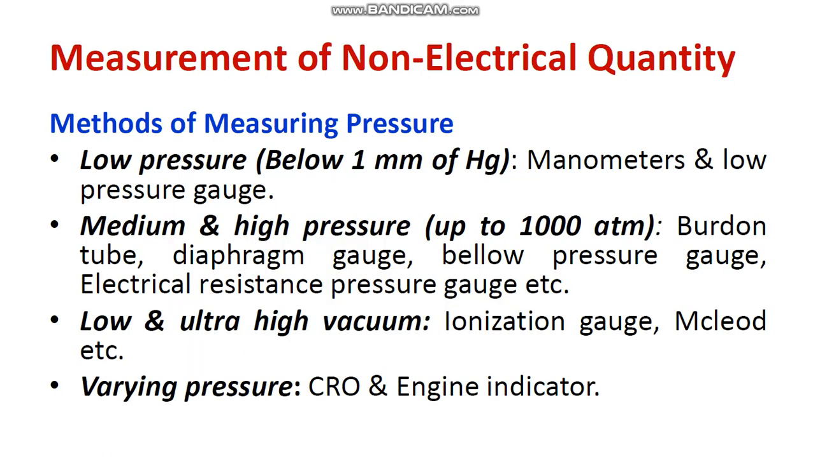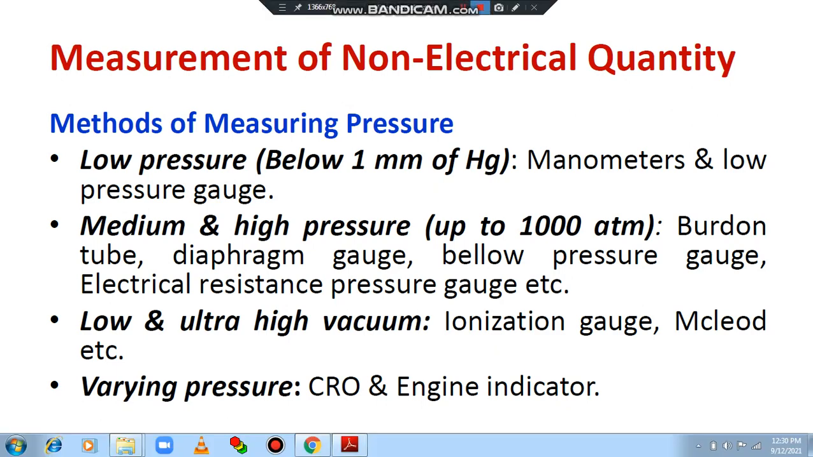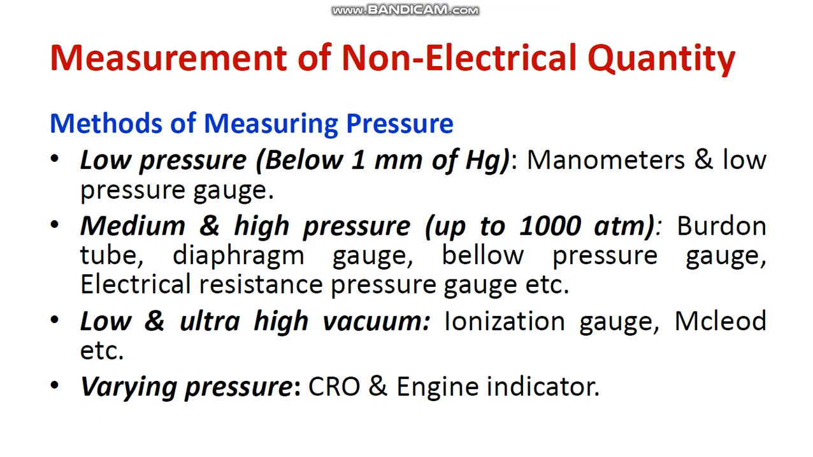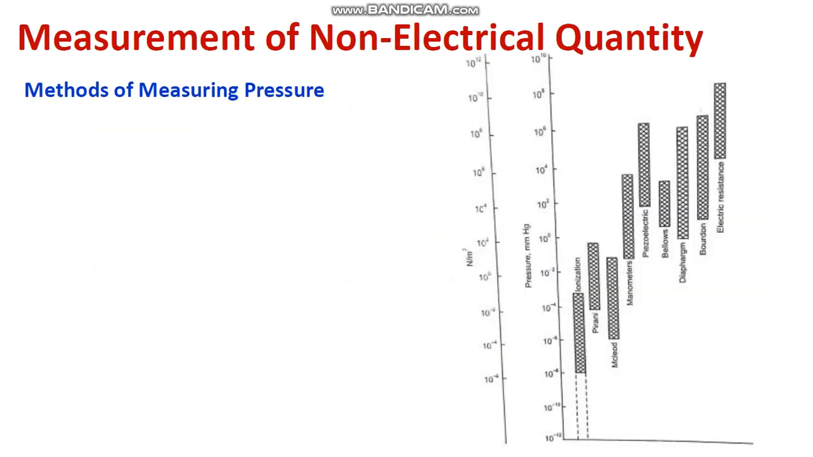There are different methods of measuring pressure. Coming to our topic, we have to study the different methods of measuring pressure. For low pressure, you can use manometers and low pressure gauges. For medium and high pressure, you can use the Bourdon tube, diaphragm gauge, bellows pressure gauge, and electrical resistance pressure gauge. Low and ultra high vacuum pressure can be measured using the ionization gauge and McLeod gauge, etc. Varying pressure can be measured using engine indicators. So these are the different methods of pressure measurement. Here you can see the different ranges of pressure and the quantity shown over here, so it is very clear how to measure pressure.